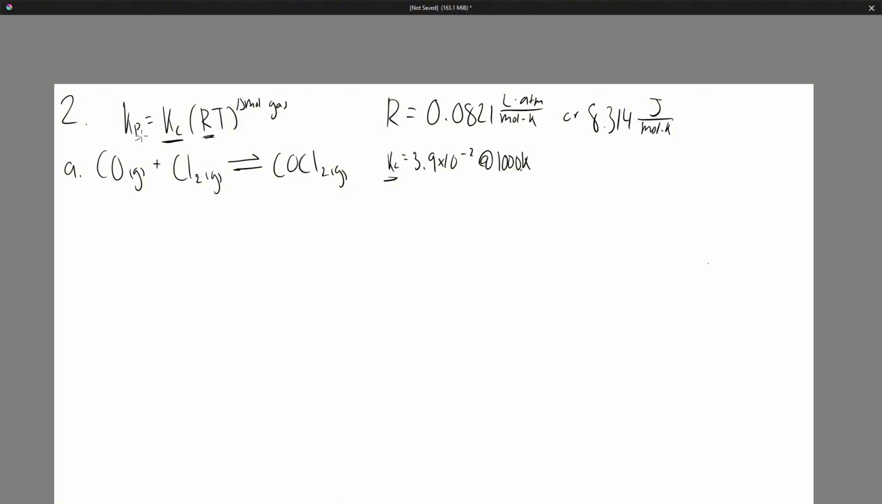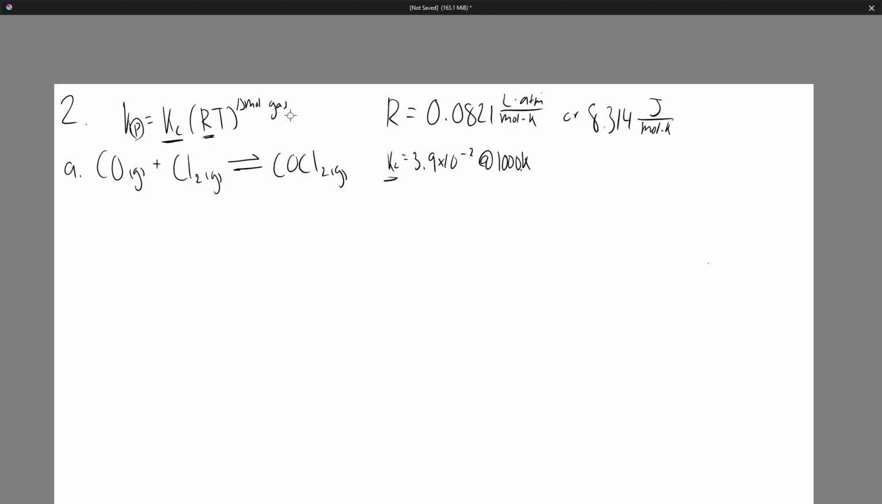So we're solving for Kp, and P means pressure, so we're working with gases. And gases have atmospheres, that's the pressure of the gas. And the only R that has atmospheres in it is this one right here. R equals 0.0821 liters times atmospheres over moles times Kelvin. So that's how I would look at it. And T is obvious. It's at 1000 degrees Kelvin. So we use that.